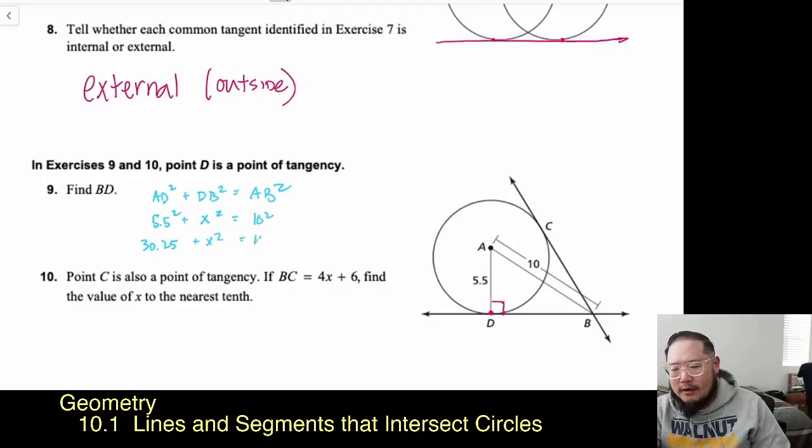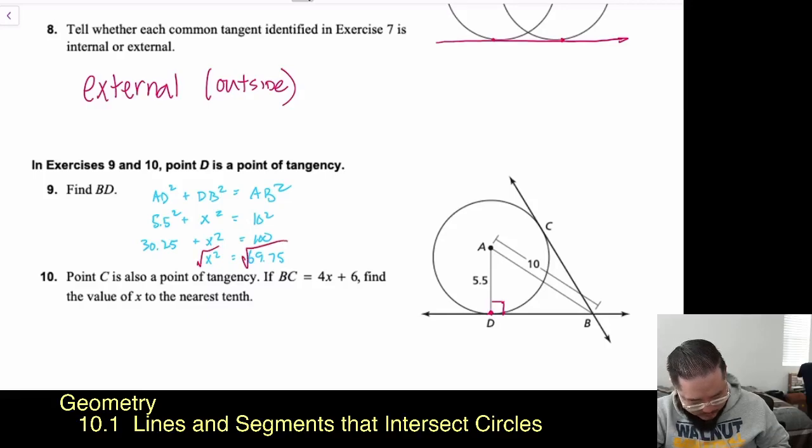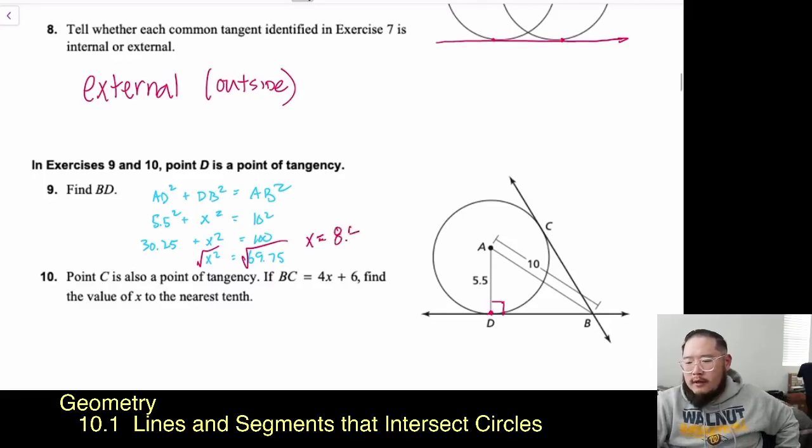All right, let's get x squared by itself. So I'll subtract 30.25 from both sides. And then we got ourselves 69.75. And then finally, we'll square root both sides. And x is equal to approximately 8.4. And there you have it, 8.4 right here. And that right there would end up being B to D.